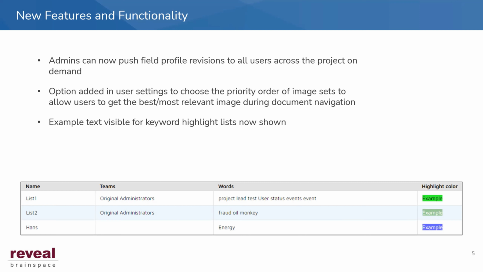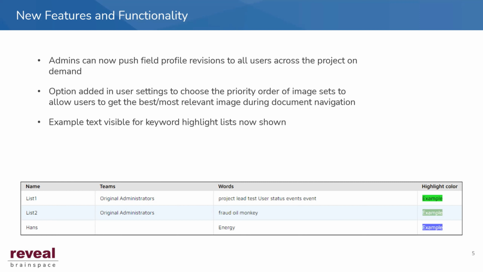The next feature addresses situations where users are looking among a mixture of documents that have and have not been produced. In previous versions, users were required to choose the image set themselves as they moved from document to document. In our 10.2 release, a priority order can be set to ensure that the most appropriate image of a document will be automatically provided during doc-to-doc navigation.